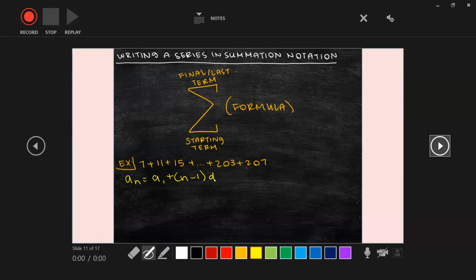What items do we know? Do we know A sub n? That's going to be 207. Very good. Do we know A sub 1? Yeah, 7. Do we know what n is? No. Nope. Do we know what d is? +4. We're adding 4 each time.